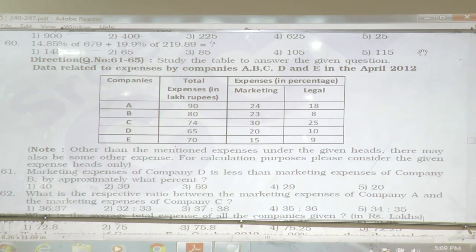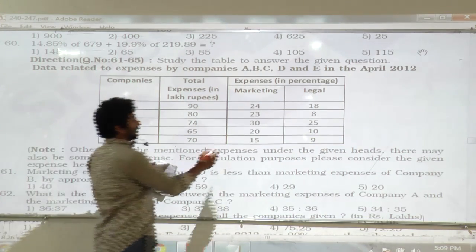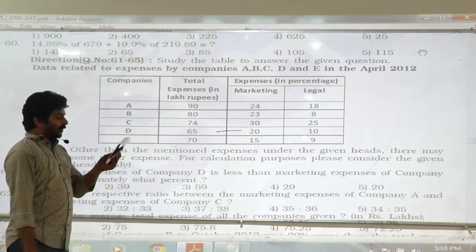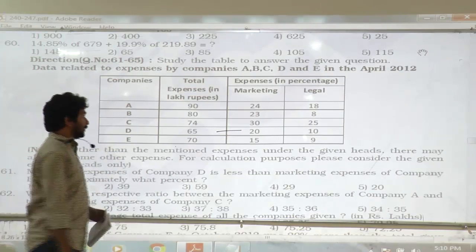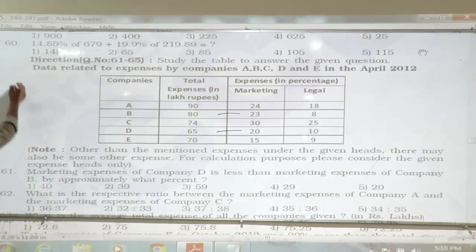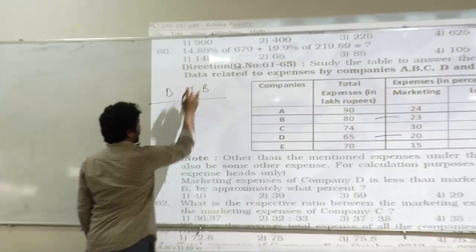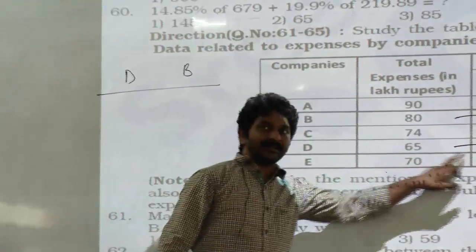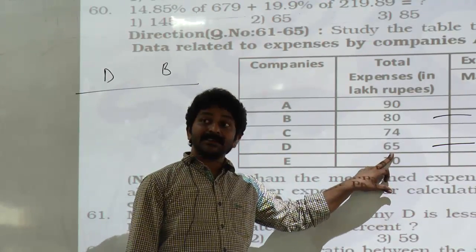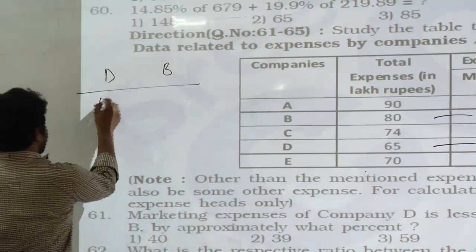Marketing expenses of company D is less than marketing expenses of company B by approximately what percent? D marketing. How much percent is this? 20%. And you are asked to calculate percentage with respect to B. This is the one. For company D, let me do it separately. For D, it is 20% of 65. What about 10% of this? 6.5. 20%? 13. For D, it is 13.